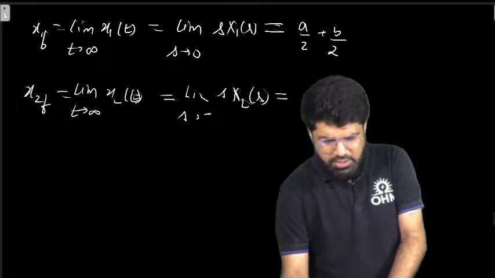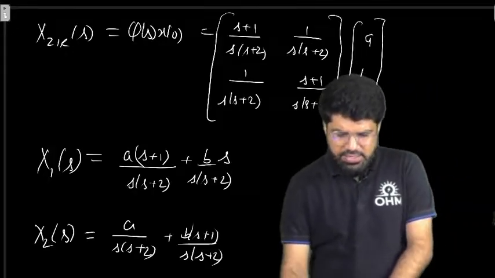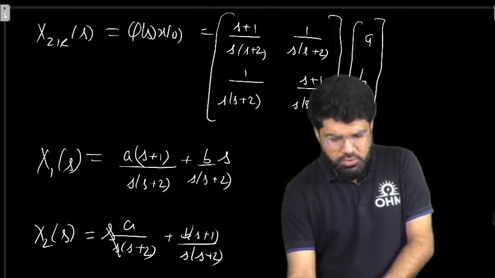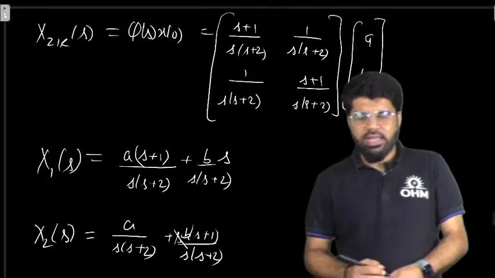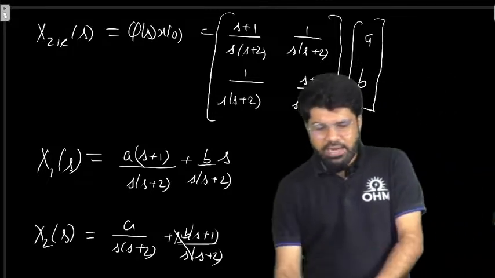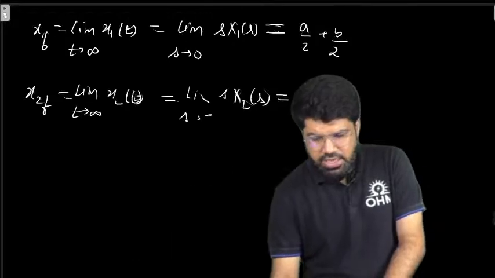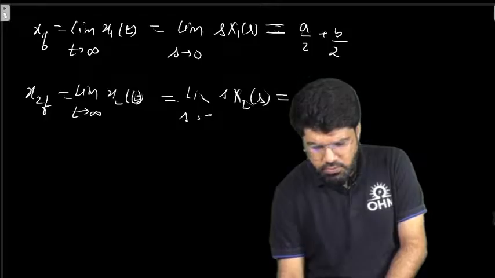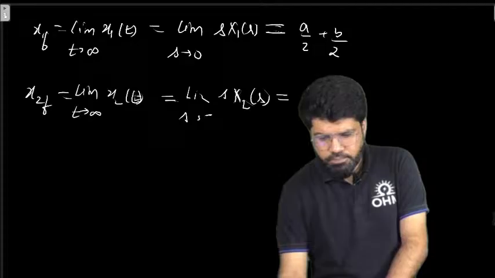Now same thing, s into X2(s), multiply s here. The s cancels, then s tending to 0, a by 2 again, then multiply s here, and again this s and s will cancel. b into 1 by 2, so b by 2, same result. Same result, a by 2 plus b by 2.